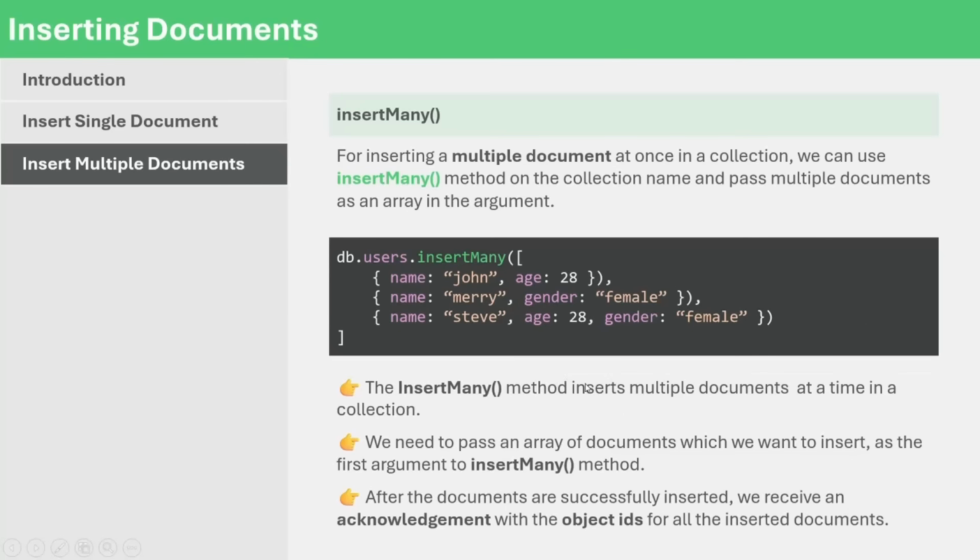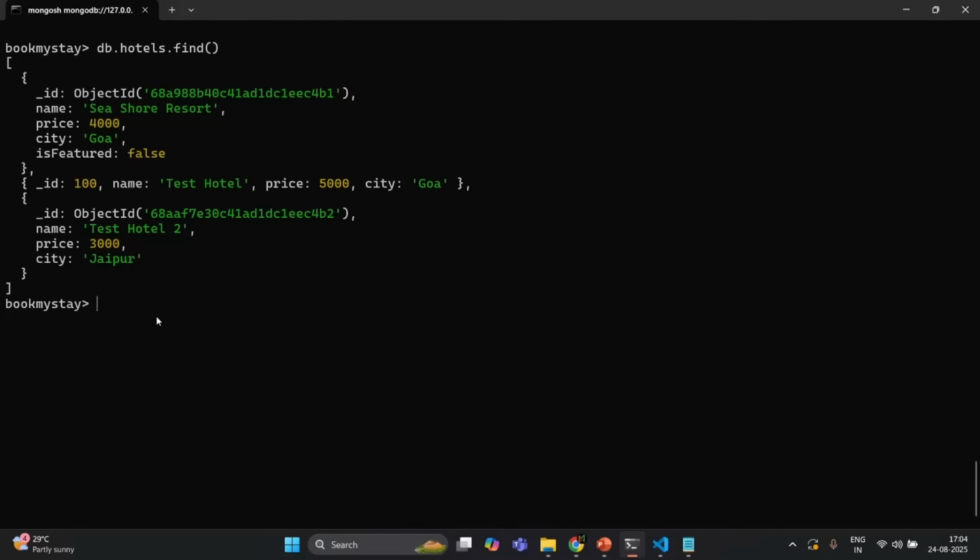Let's go back to Mongo shell, and here let me clear the shell. And now again on the hotels collection, so for that I can say db.hotels dot, and on that now instead of calling insertOne, I'm going to call insertMany. And to this insertMany method, we need to pass an array. Here, since we want to insert multiple documents, we need to pass an array, and inside that array we can specify all the documents which we want to insert, separated by comma like this.